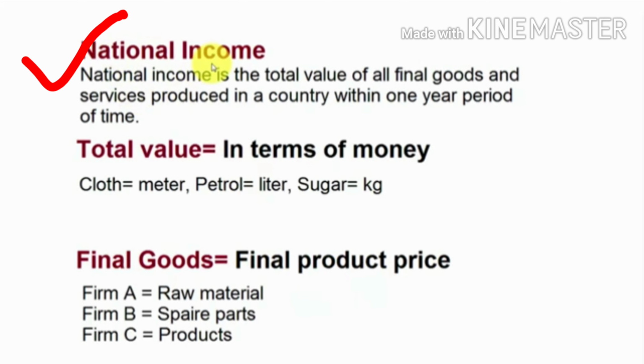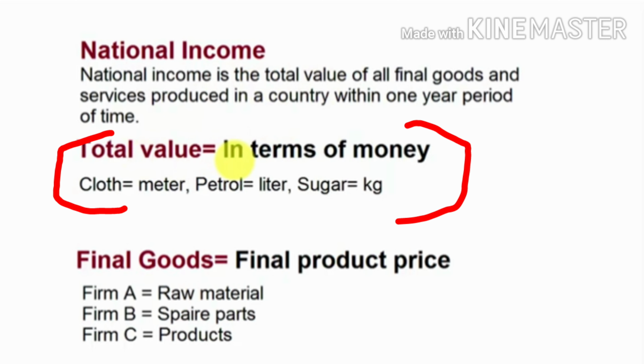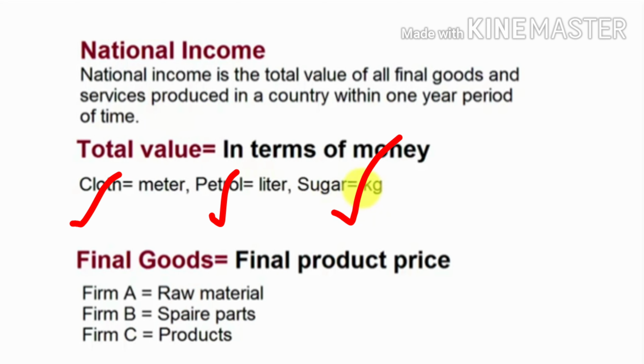First, we will know what national income is. National income is the total value of all final goods and services produced in a country within a 1 year period of time. The total value here means in terms of money, or we can say the total money. We produce different kinds of products like cloth, petrol, and sugar, etc.